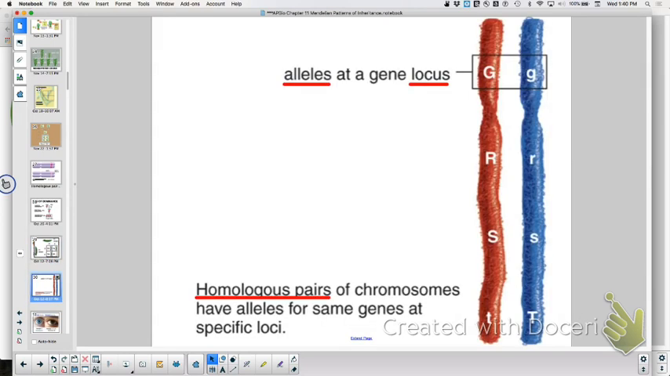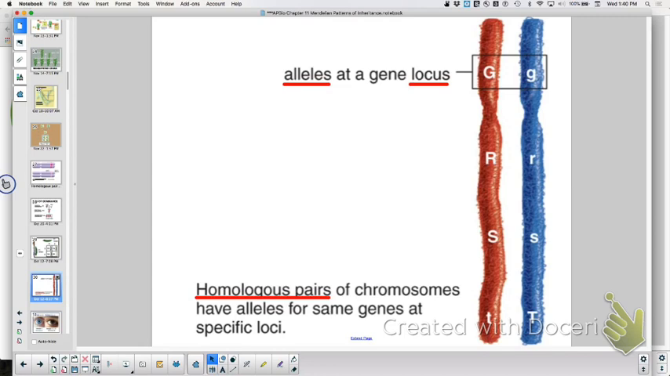All right, alleles. Alleles are defined as alternate forms of a gene that occur at the same gene locus, a specific location on homologous chromosomes. A dominant allele will mask a recessive allele. There are exceptions. To be homozygous, homo means same: big T, big T, or little t, little t, both alleles the same. Heterozygous means different: big T, little t.